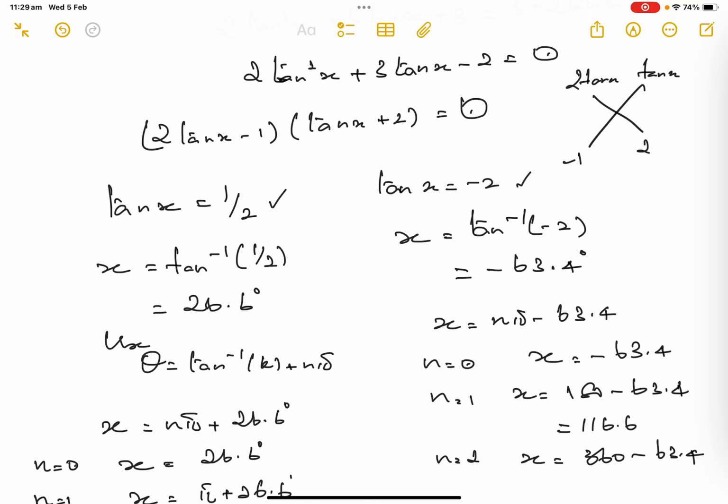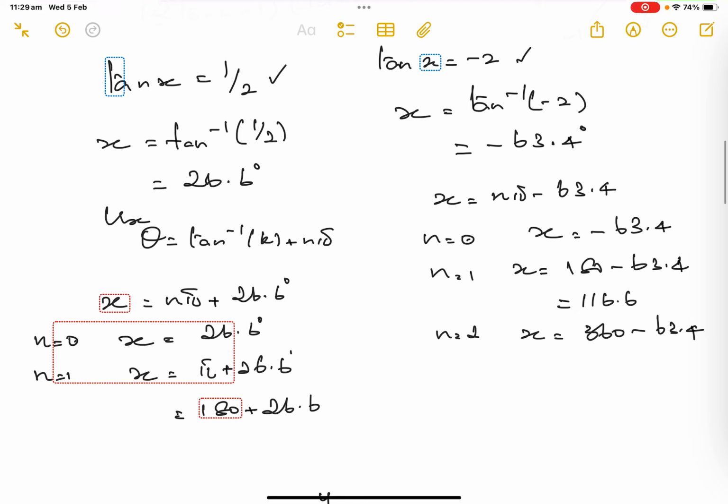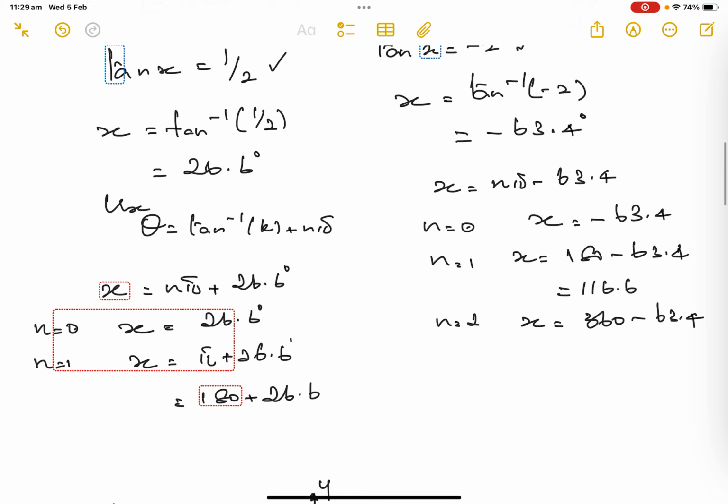Then x equals tan inverse half. Just use a calculator. It gave us 26.6 degrees, the principal value. And on the other side, tan x equals minus 2, x equals tan inverse of minus 2. That gave us minus 63.4. So there are two values. Let's find more values for x equal 26.6.